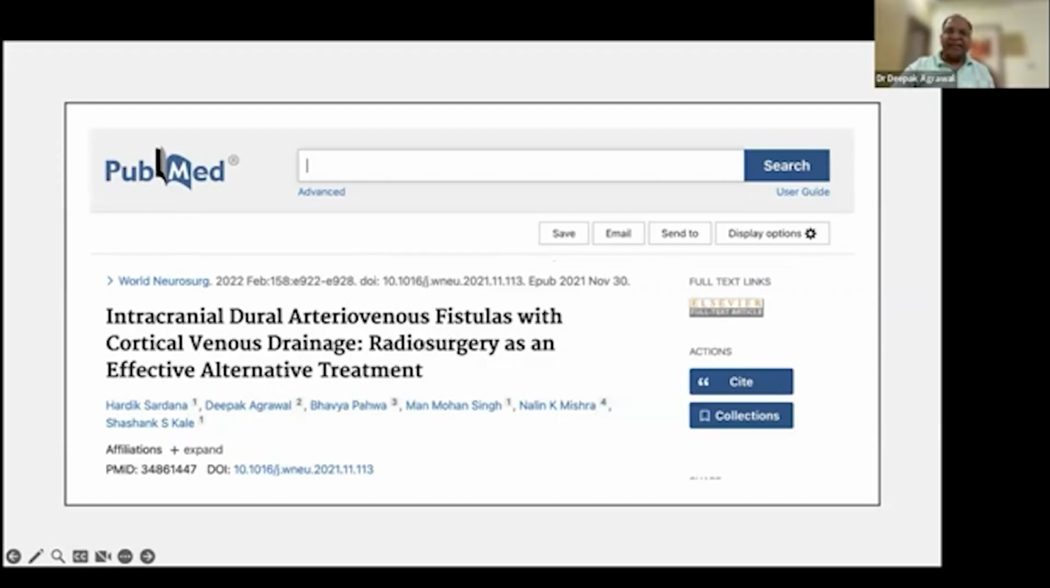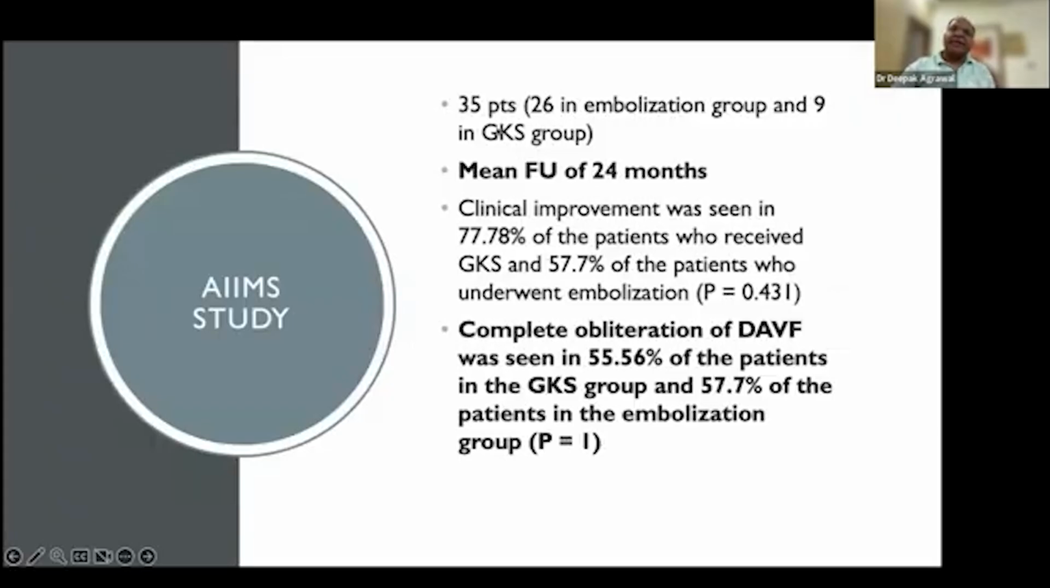Interestingly, this paper was also in collaboration with Dr. N.K. Mishra, who was the head of neuroradiology. So we could compare the outcomes of our radiosurgical cases with the outcomes of embolization done by him. We had 35 patients. Again, the majority were in the embolization group and 9 in the gamma knife group. Again, we had a mean follow-up of 24 months.